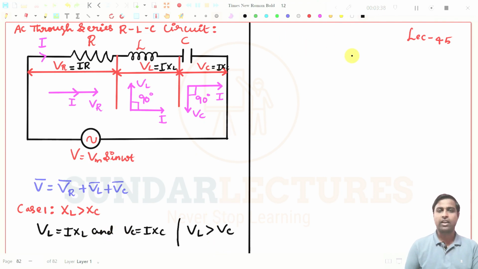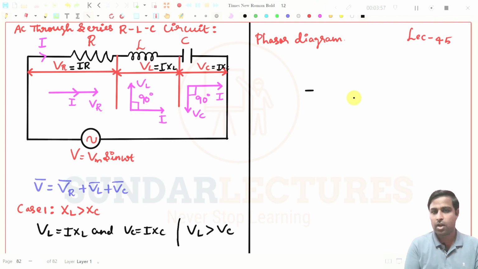Now we try to draw the phasor diagram. How will you draw the phasor diagram? We have seen these things anyhow, we will do it now. For the phasor diagram, I will take I as the reference. We have taken I as the reference phasor in all the cases. This I will write as the I phasor.